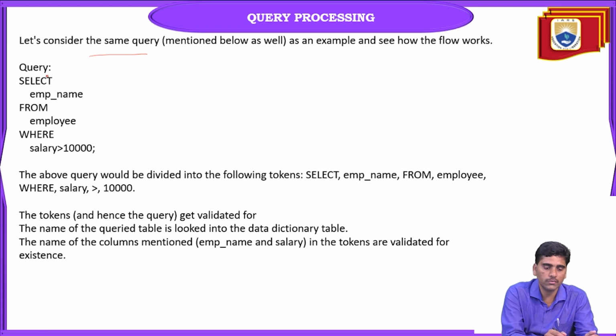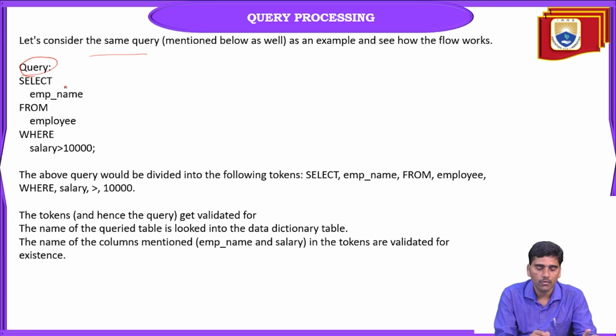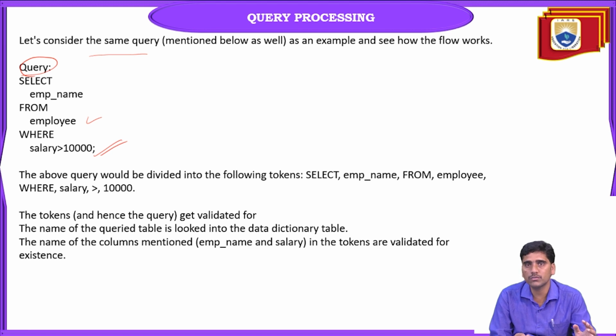So here the query is what? The query is: select employee_name from employee where salary greater than 10,000. This is the SQL query, which is in a high level language. As we already said, the query is to be evaluated by doing query optimization and query evaluation. So the above query would be divided into the following tokens.